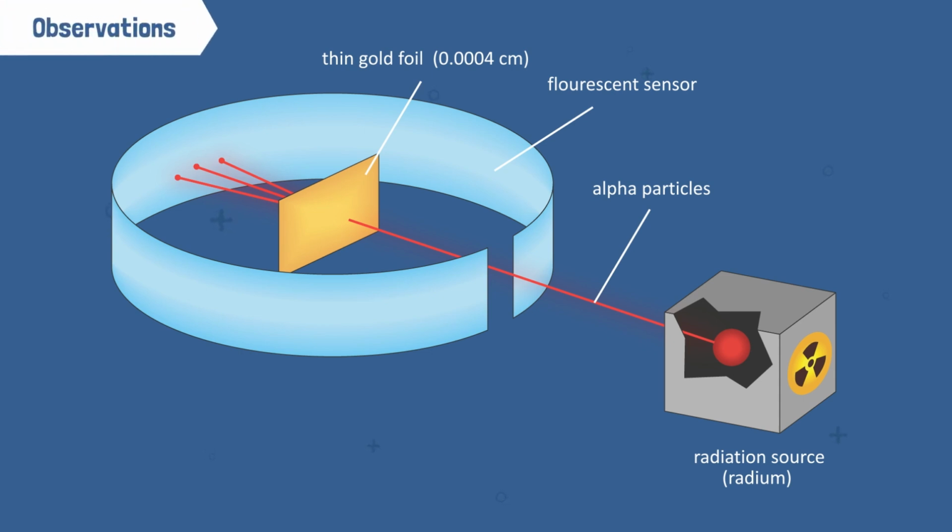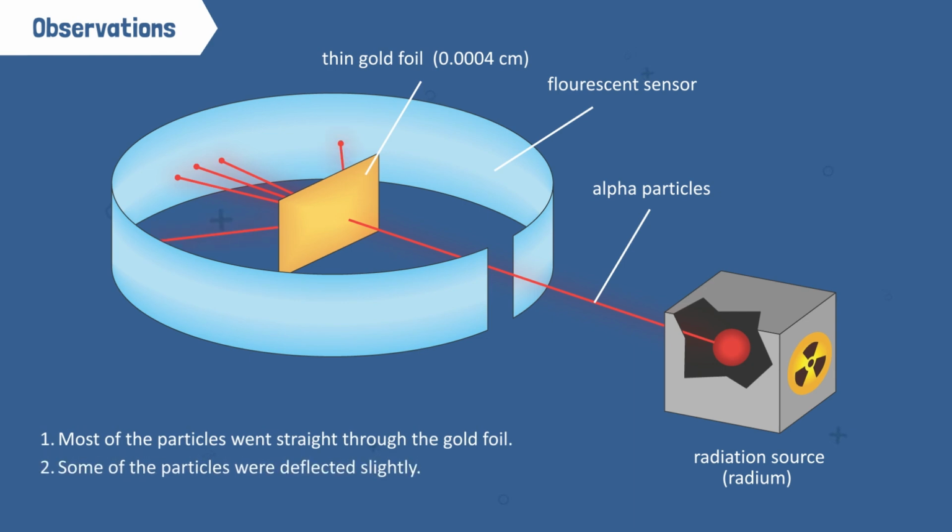What Rutherford and his team observed was that most of the particles went straight through the gold foil. They also observed that some of the particles were deflected slightly, and a very small number of the alpha particles were scattered at large angles. That is, they reflected back or deflected more than 90 degrees from their original path.